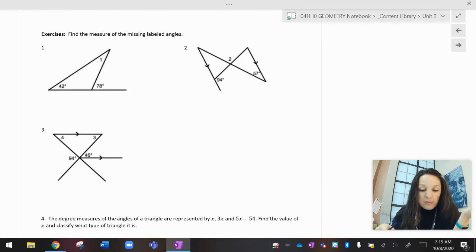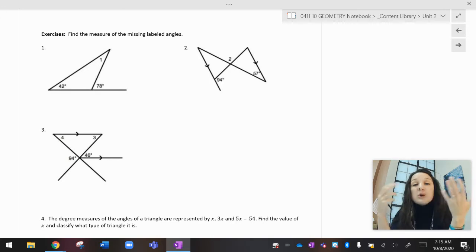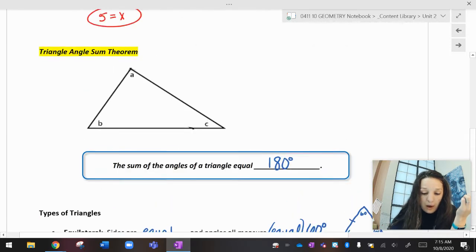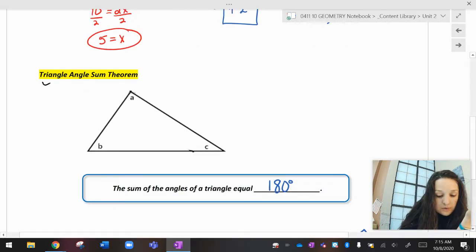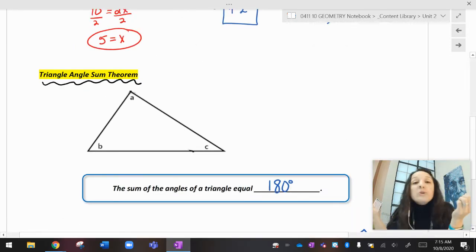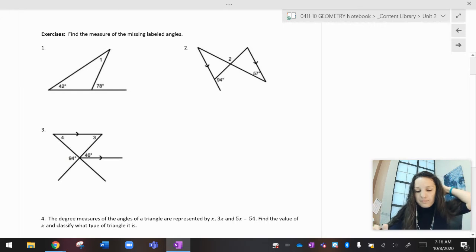Find the measures of the labeled angles. So now you just got to push everything together. Remember what you know about linear pairs, consecutive adjacent supplements, all the parallel stuff. And then one more thing, the angles of a triangle add up to 180. And by the way, I want to make sure you know that the angles of a triangle adding up to 180 is what's called the triangle angle sum theorem. And we're going to reference that, all right? So just remember the name of it.